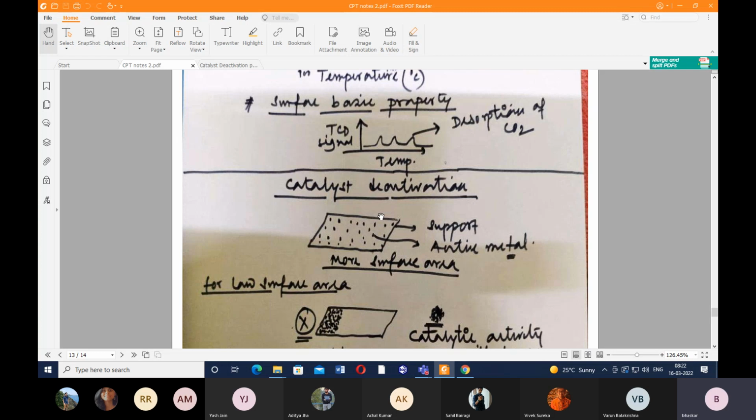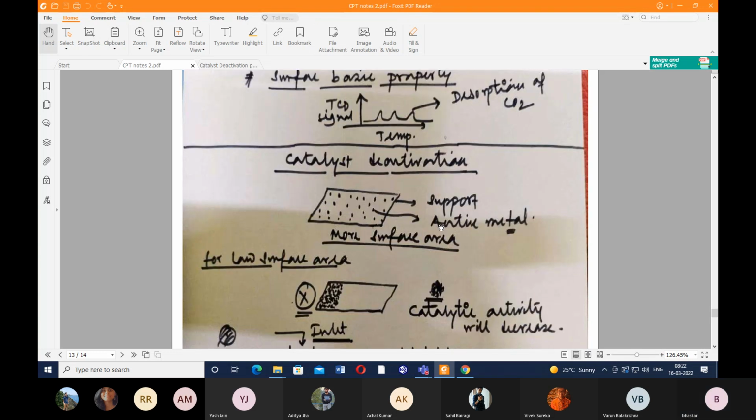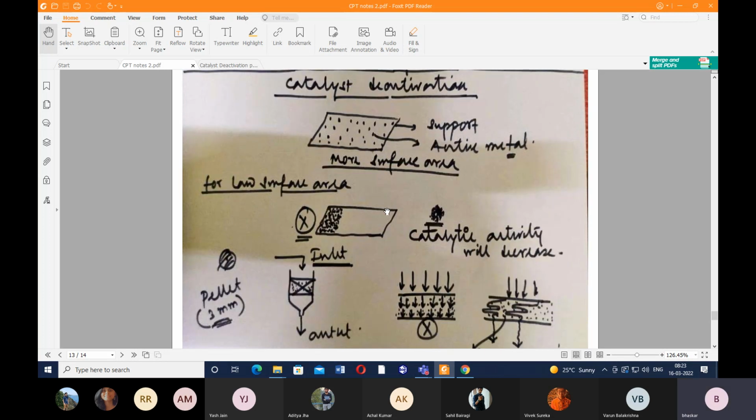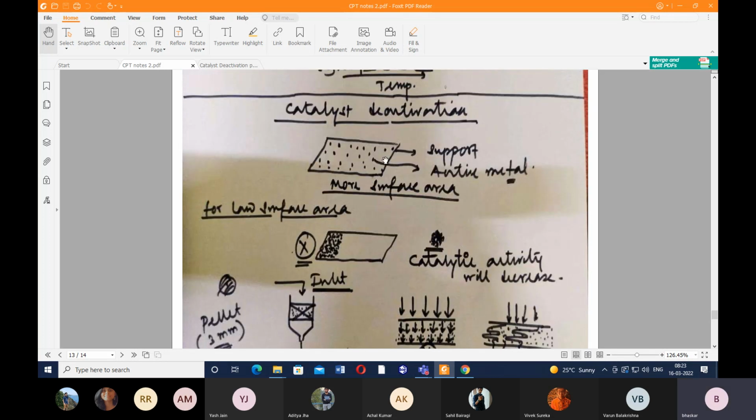Okay, so here I have got a support like this, and on the support side, I have got dispersion of active metals. So active metals, like these dots, are basically the active metal part, and the support can be represented as a rectangular chamber, or rather a rectangular box. Remember this. So now if our material has got low surface area, or the support material has got low surface area, then what will happen? This scenario will happen. Can anybody tell me why is it so?